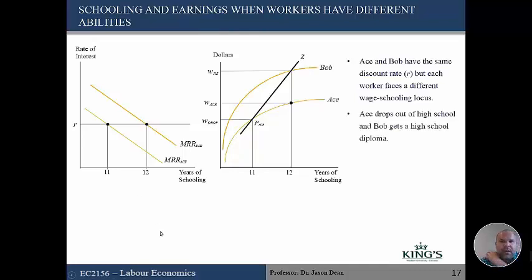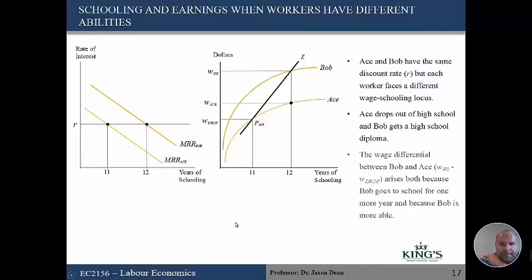Okay? So here we have Ace dropping out of high school and Bob getting a high school diploma in our example. So if we look at, say, the data, we would see that Bob has a higher wage than Ace. And we may say, well, okay, that's due to Bob getting an extra year of school. But the wage differential between Bob and Ace arises both because Bob goes to school for one more year and because Bob is more able.